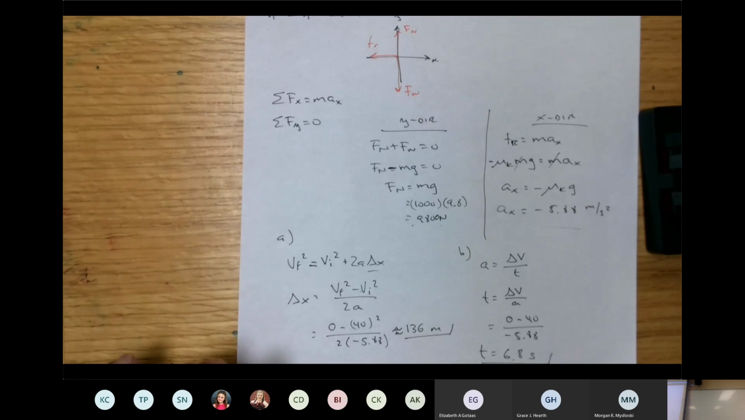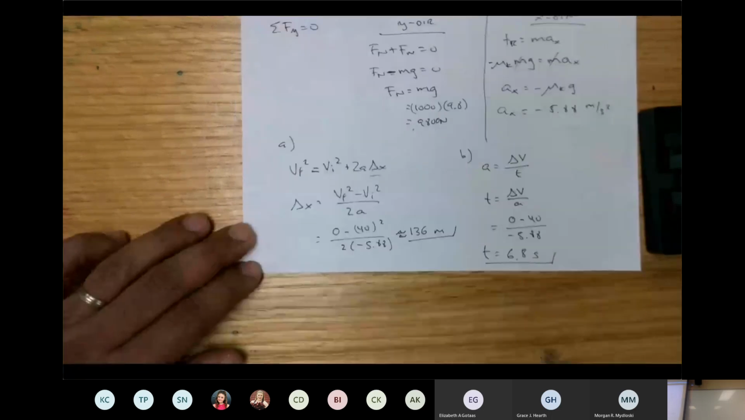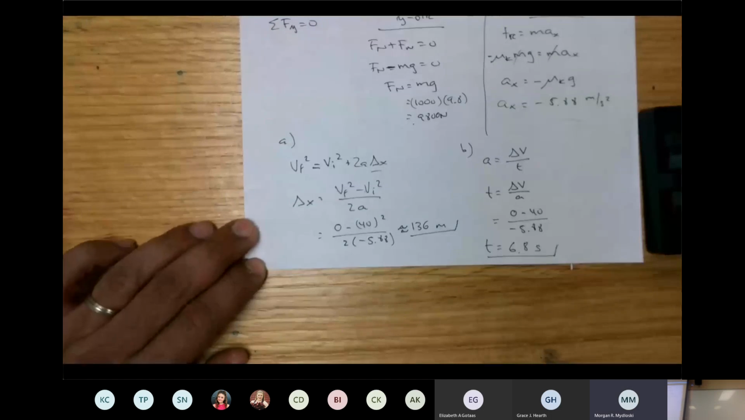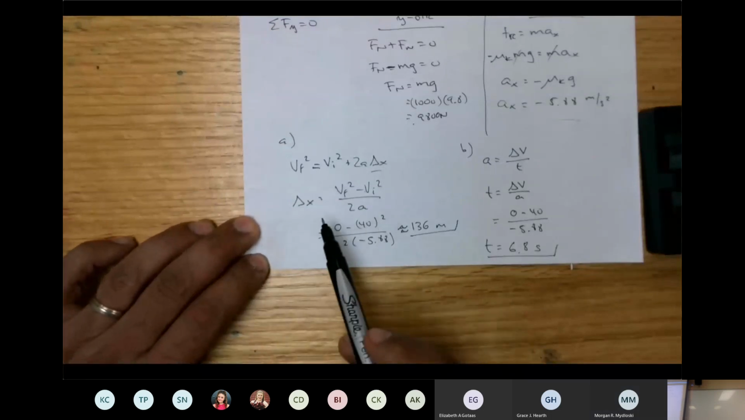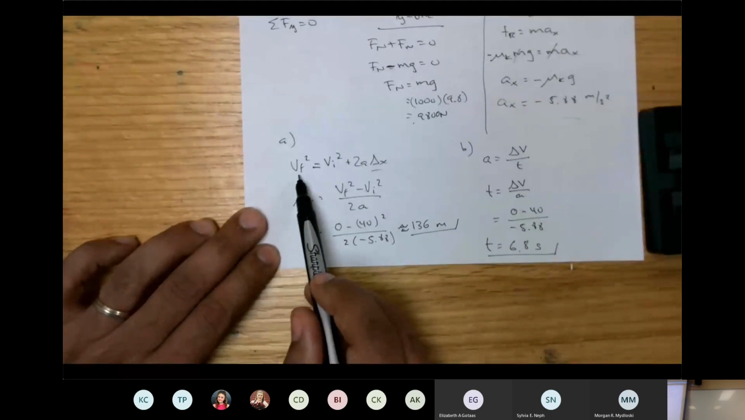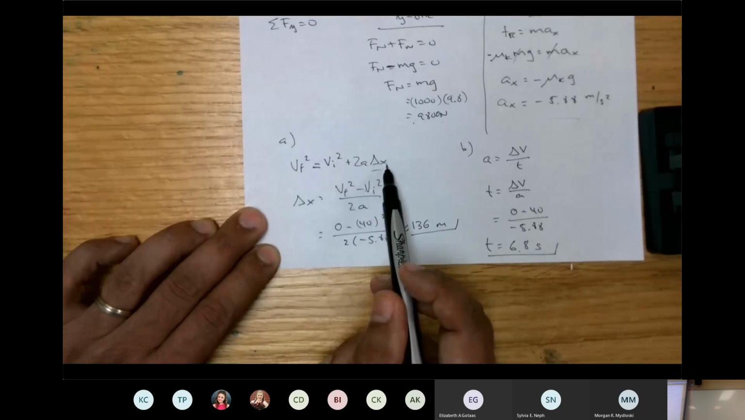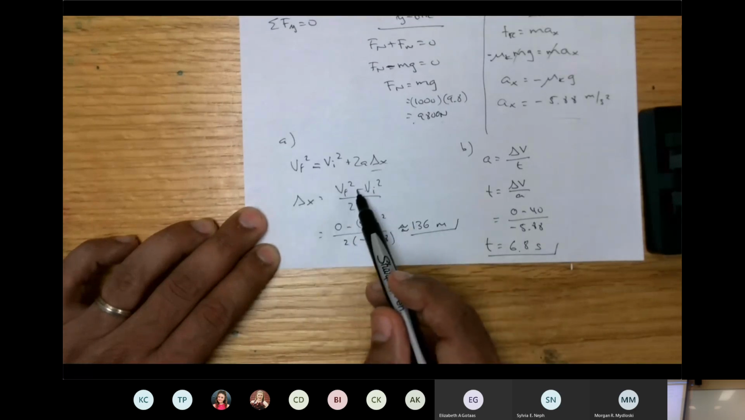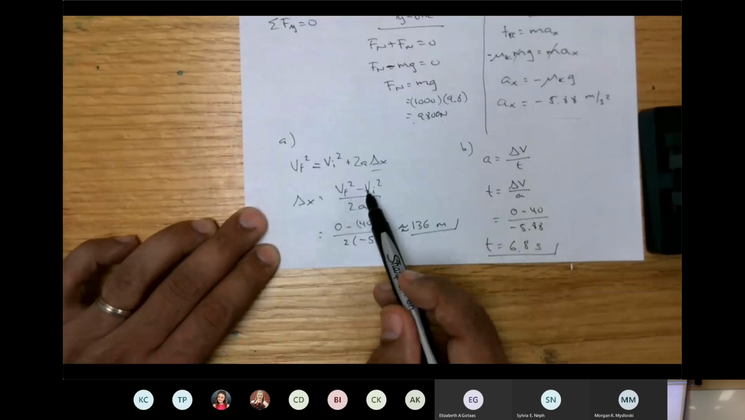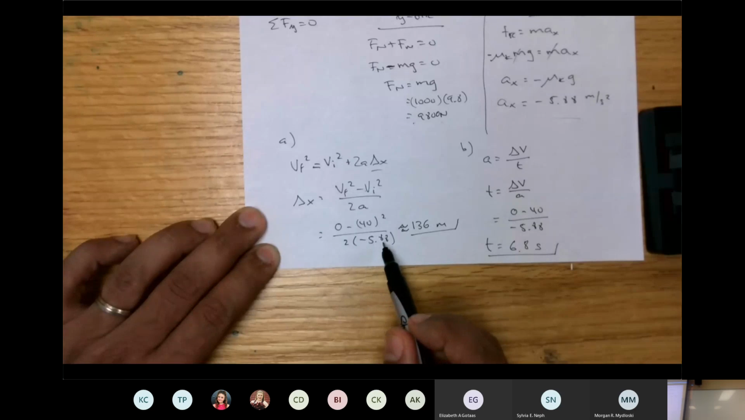The other part is new, so we need to get used to it. Now, to calculate the displacement, we're going to use this equation, Mary. I think this is the one that you have. vf squared equals vi squared plus 2a delta x. Delta x will be vf squared minus vi squared over 2a, so you have 0 minus 40 squared over 2 times negative 5.88.